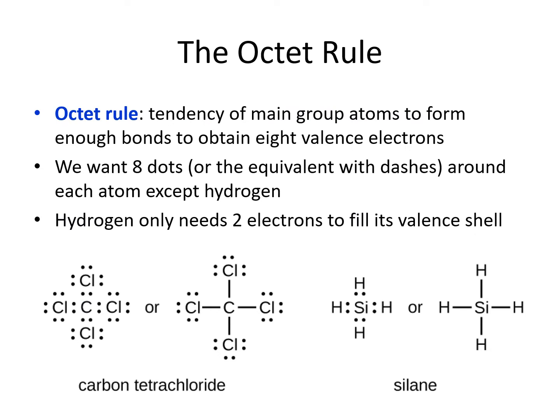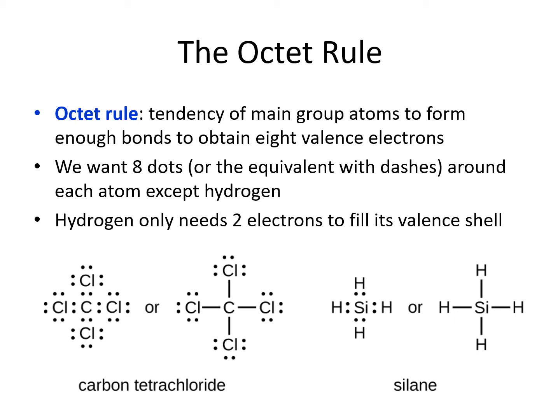As we draw Lewis structures of molecules, we will be using a rule called the Octet Rule. The Octet Rule tells us that each element except for hydrogen should ideally have 8 dots around it, or the equivalent with dashes, since each element wants to have a full outer shell of electrons. Remember, the first shell only has a 1s orbital in it, so the maximum it can hold is 2 electrons. That is why hydrogen only wants a total of 2.